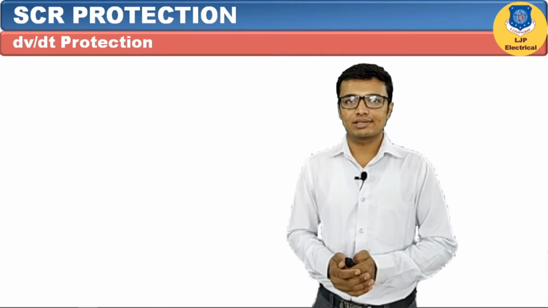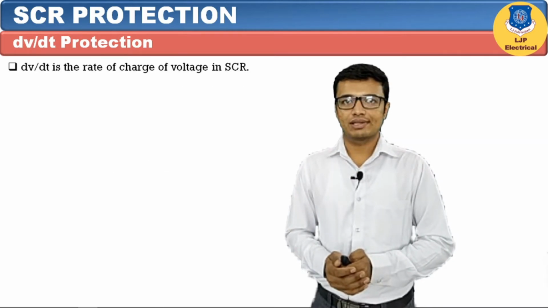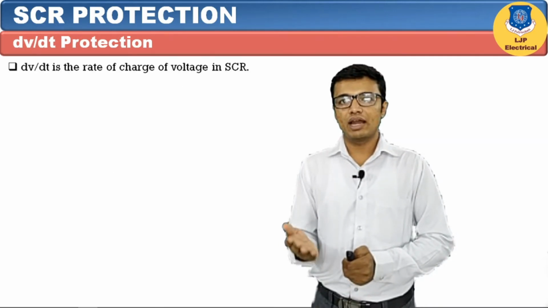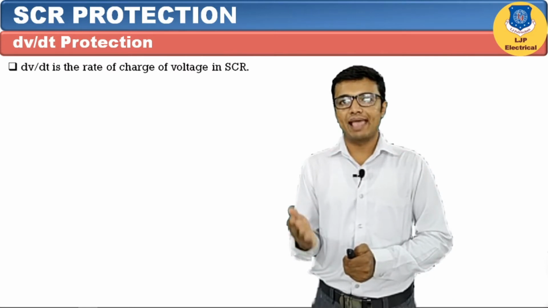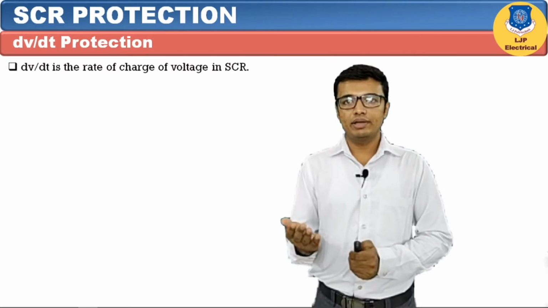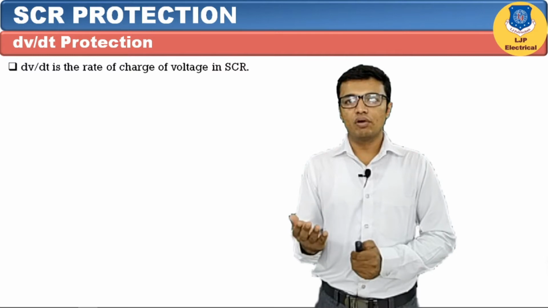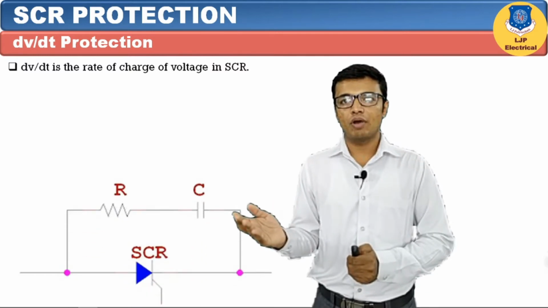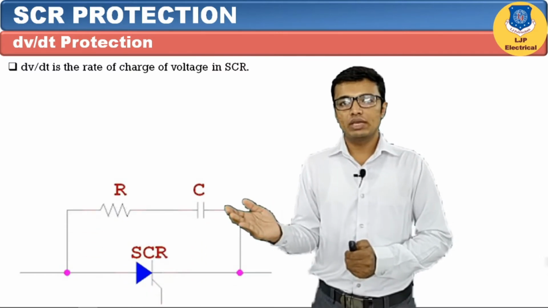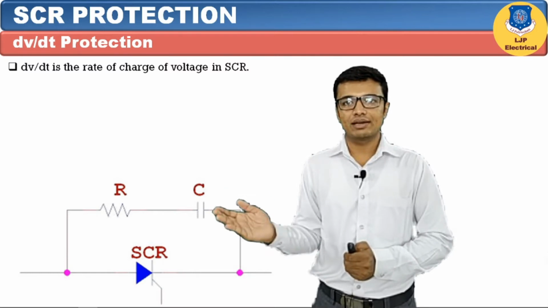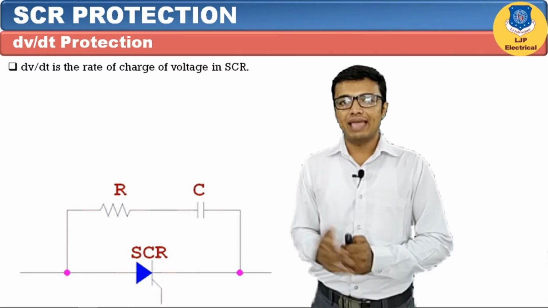Let's see the next protection, that is dv/dt protection. dv/dt is the rate of change of voltage across the SCR. It may be a rise of voltage or a fall of voltage. Let's see the circuit diagram of the dv/dt protection. Here we have used one resistor and one capacitor in parallel with the SCR.